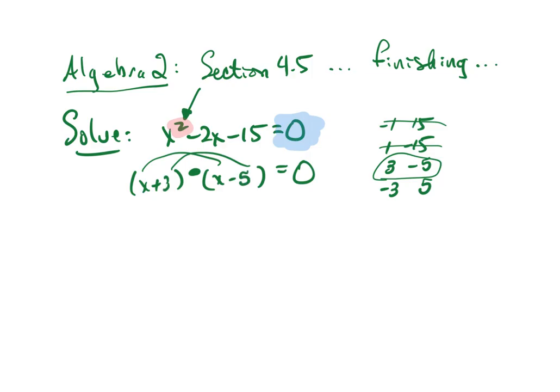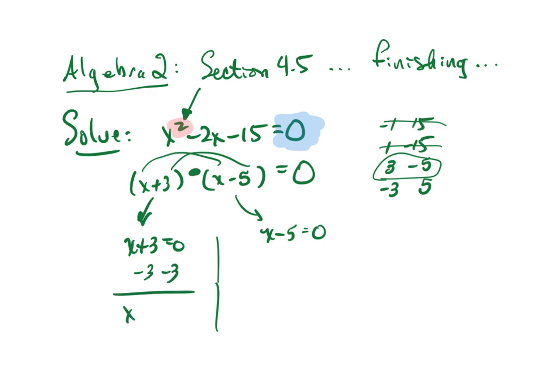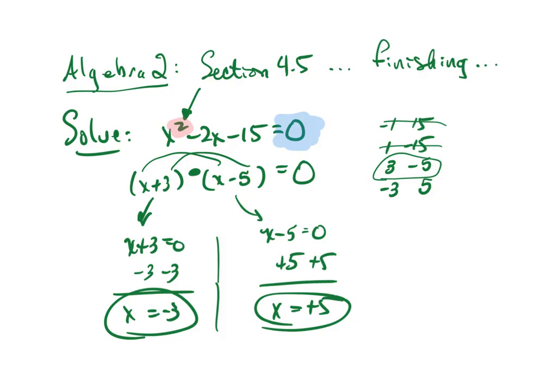And once we have multiplication going on, then we can use the zero factor theorem, which says either the first factor has to be equal to 0 or the second factor has to be equal to 0. So we set our 2 factors both equal to 0, creating 2 little equations. And then, of course, we just solve each of the little equations. So we'd get our 2 solutions, negative 3 and positive 5. All right, so those are the 2 values that make the second degree equation true.